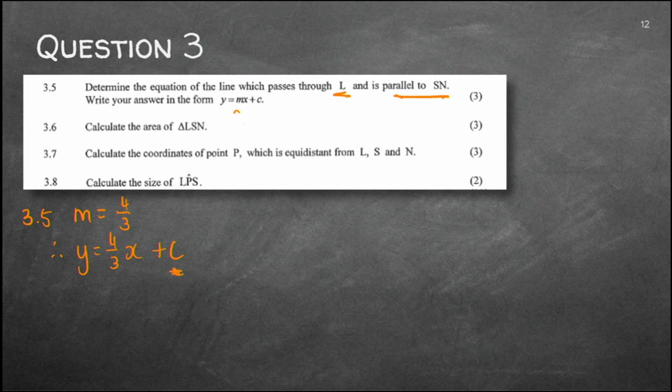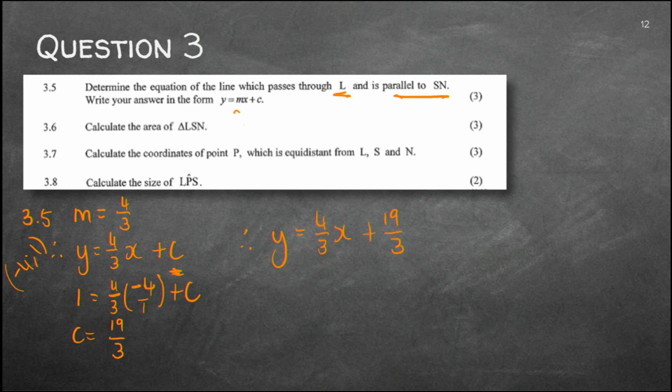I substitute in a coordinate, and I do know it passes through L, which has the coordinate of -4 and 1. So let's just substitute that in. So it's 1 equals 4 over 3, -4, make it over 1 to solve, plus c. Let's solve for c, and you'll get 19 over 3. Therefore, you'll get an equation of y is equal to 4 over 3x plus 19 over 3.